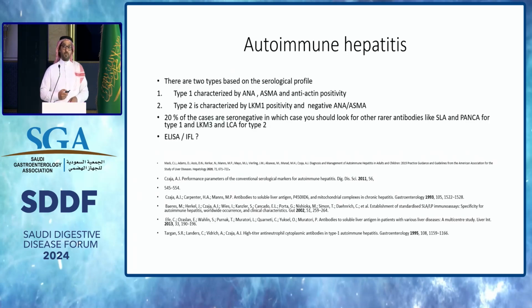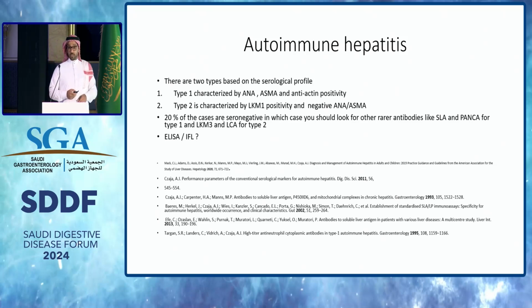We know that autoimmune hepatitis is classified into two main types based on the serology profile. Type 1, where you see ANA and SMA positivity, and type 2, if those are negative and you have anti-liver kidney microsomal antibody type 1. In 20% of autoimmune hepatitis cases, they are ANA, SMA, and LKM1 negative, and in that situation you have to look for other autoantibodies, like the anti-soluble liver antigen and the atypical pANCA in type 1, or the anti-liver cytosol antibodies and the LKM3 in type 2.